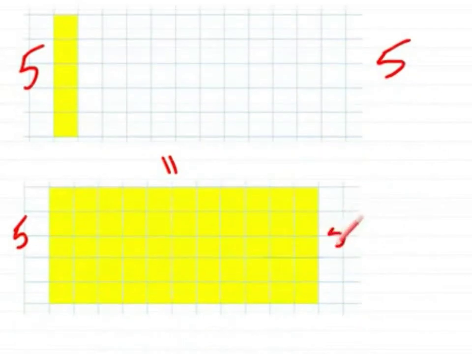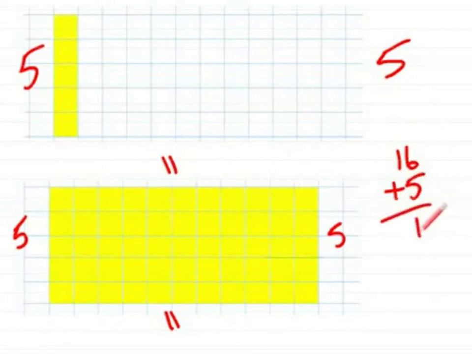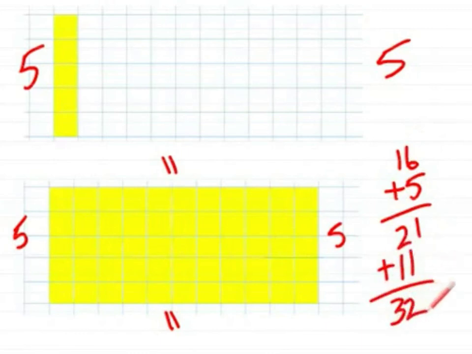Remember that this side is also 5 and this side is also 11. Let me check my math to make sure that my rectangle has a perimeter of 32. 5 plus 11 is 16, plus 5 is 21, plus 11 is 32. Yes, my rectangle has a perimeter of 32 units.